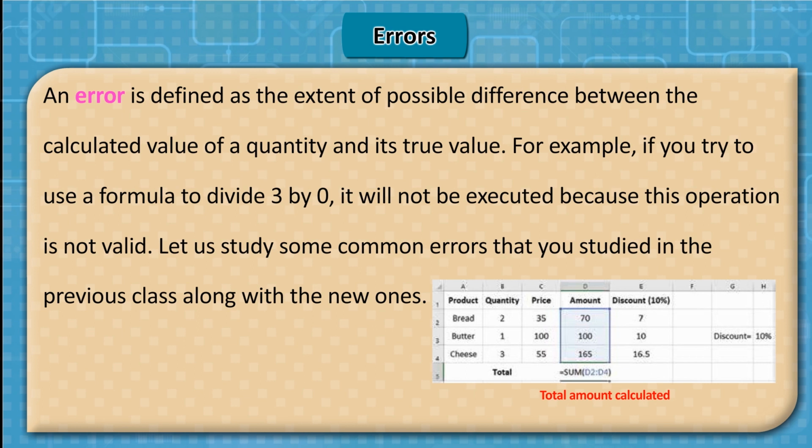Errors. An error is defined as the extent of possible difference between the calculated value of a quantity and its true value. For example, if you try to use a formula to divide 3 by 0, it will not be executed because this operation is not valid. Let us study some common errors that you studied in the previous class along with the new ones. Total discount calculated.